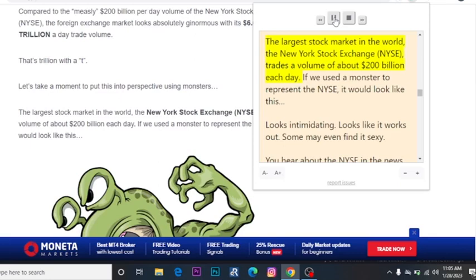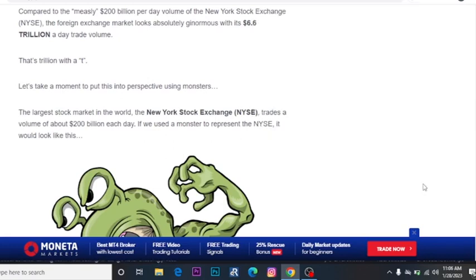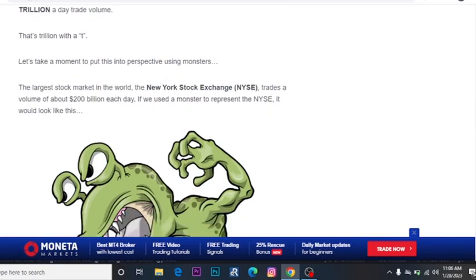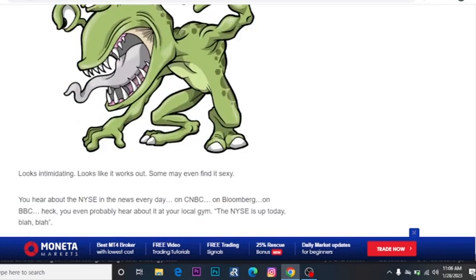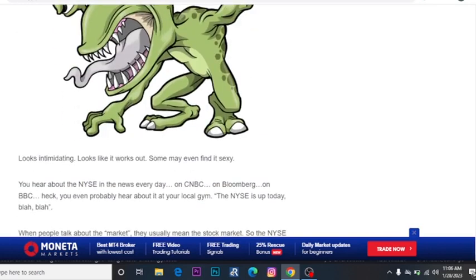The largest stock market in the world, the New York Stock Exchange, NYSE, trades a volume of about $200 billion each day. If we used a monster to represent the NYSE, it would look like this. Looks intimidating. Some may even find it sexy.